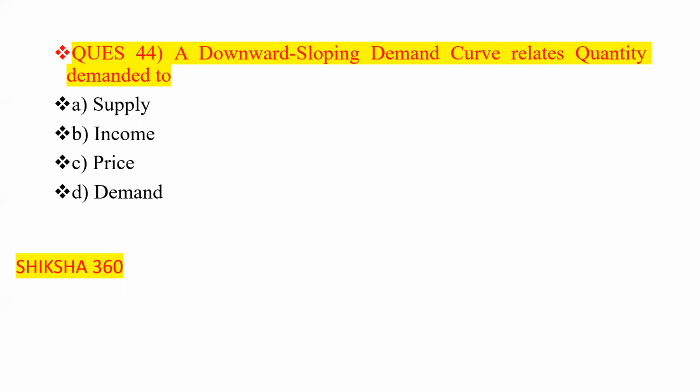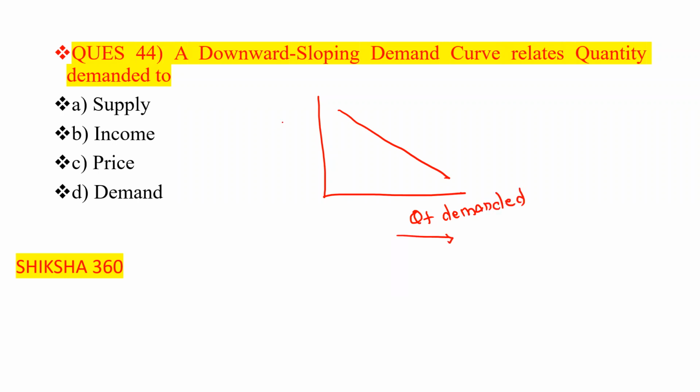A downward sloping demand curve, like this one. On the x-axis there is quantity demanded, and on the y-axis we have price. So it's a downward sloping demand curve.